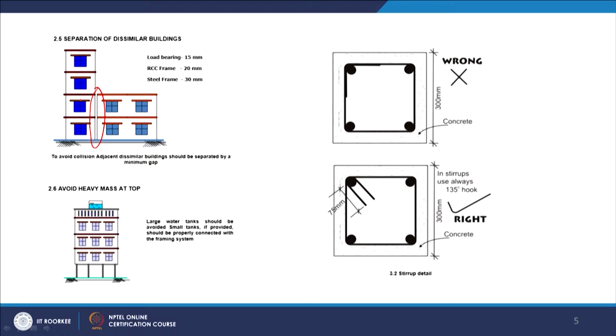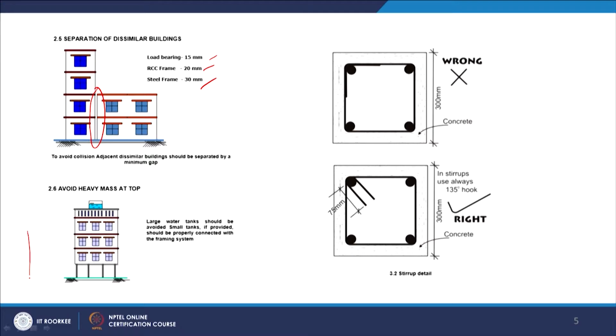Similarly, the separation of dissimilar buildings. When you are talking about two different buildings, if it is a load bearing structure, you should have about 15 mm, and if it is an RCC frame, it should have 20 mm, and if it is a steel frame, it is about 30 mm. At least this much gap should be left, in order to avoid collision between these adjacent dissimilar buildings, and that should be a minimum gap.